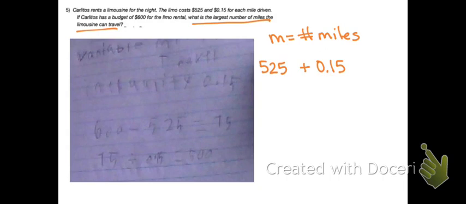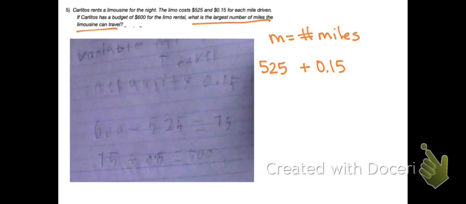So where do I put that M? Do I put the M with the 525 or the 15? And I want you to figure that out. Do you put the M here? Is this 525 times the number of miles? Or do you put it here? Is it 15 cents times the number of miles?